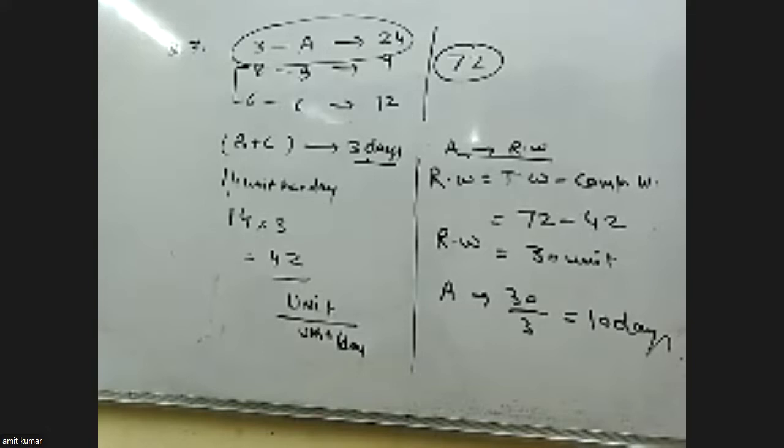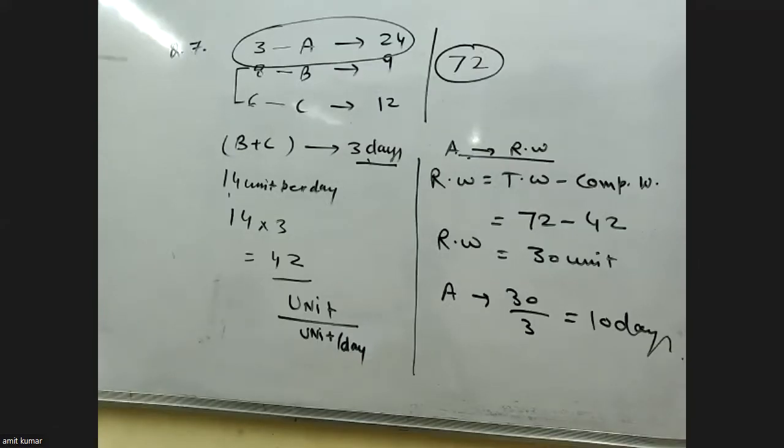Question number 15 says: X can do a piece of work in 24 days. When he had worked for 4 days, Y joined him. If complete work was finished in 16 days, Y can also finish that work in how many days? Let me share the PDF.